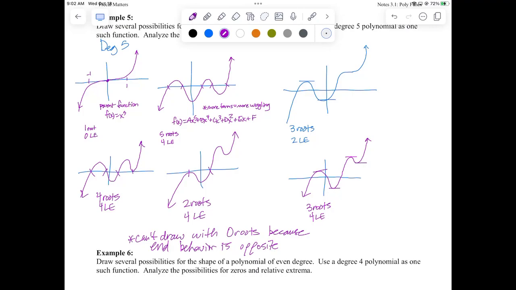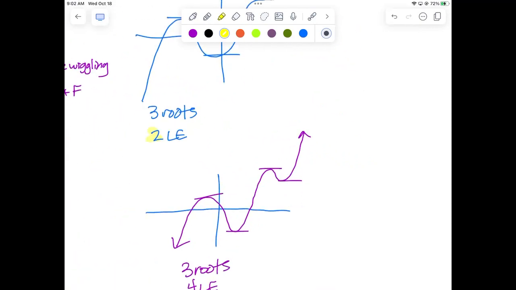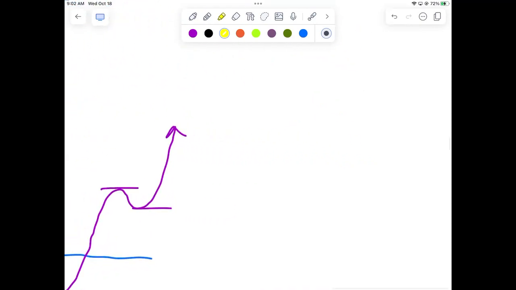Okay. Now let's look at the local extrema. We drew it with 4 local extrema several times. We drew it with 0 local extrema, and we drew it with 2 local extrema. 0, 2, 4. 4 would be the maximum, right? That's n minus 1. Do you think we could draw it with 3 local extrema? Let's try it.